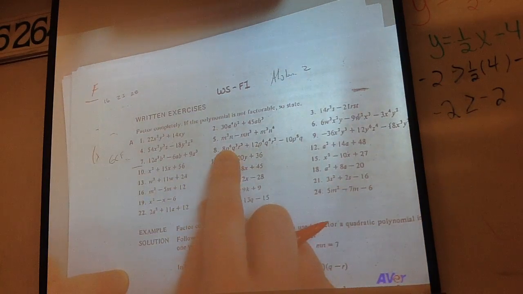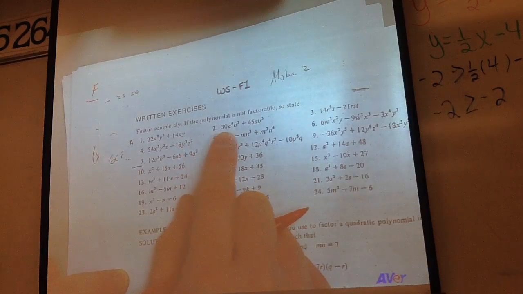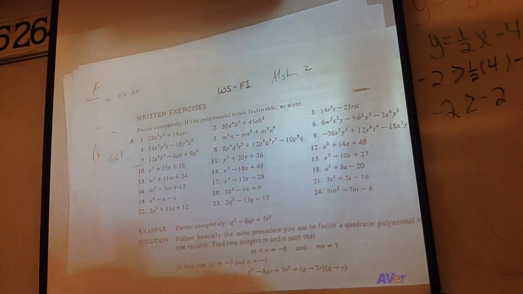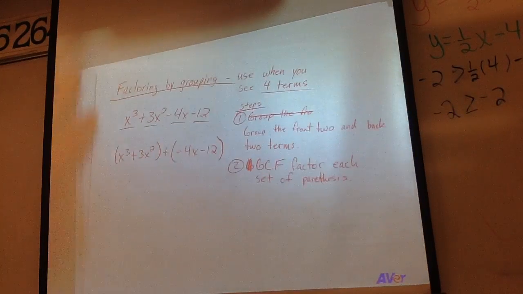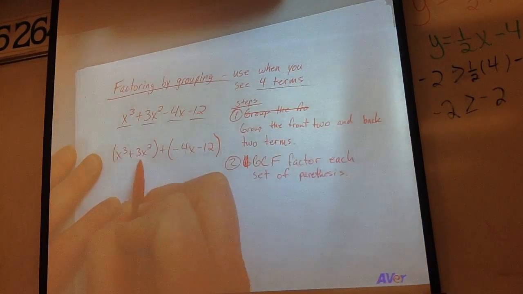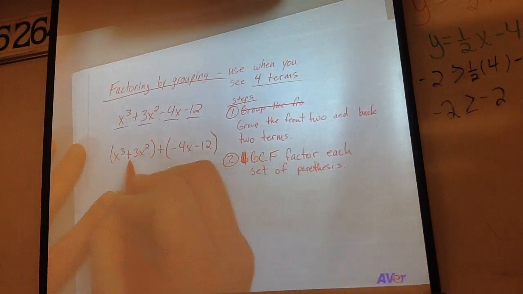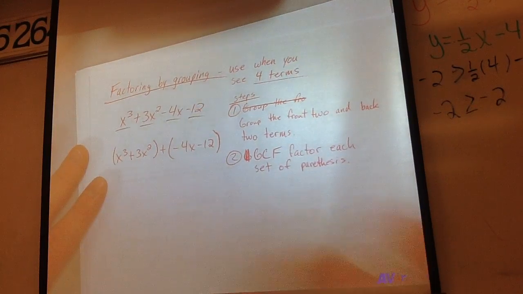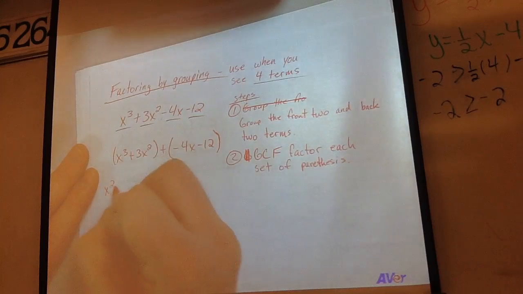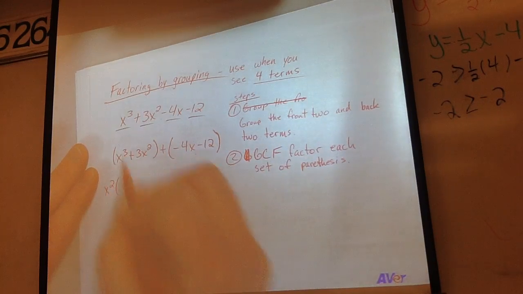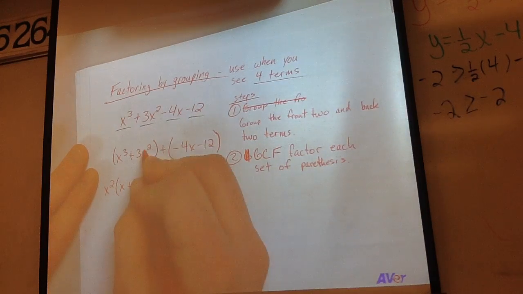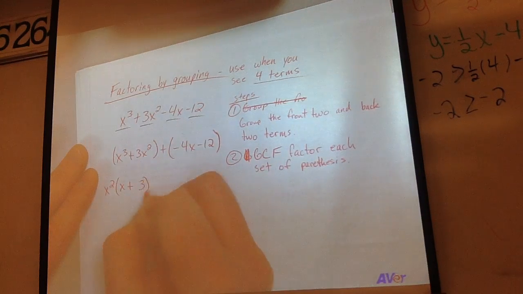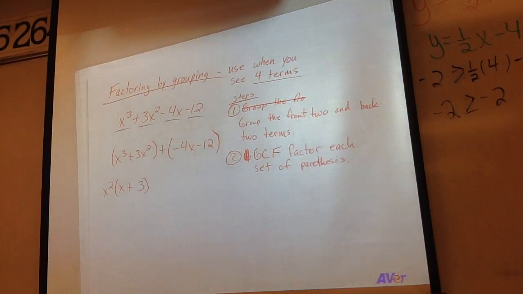Remember these ones? Where you had to pull out what they had in common, and then you put parentheses, and then you write the leftover stuff inside. You do that right here, so you're like, oh hey, they both have x. Oh, they have x squared, as a matter of fact. So I'll pull x squared out. X squared times what gives me x to the third? X. x squared times what gives me 2x squared? 3. I did greatest common factor.